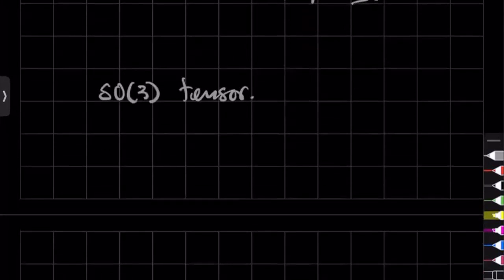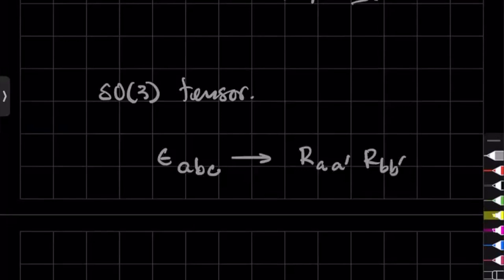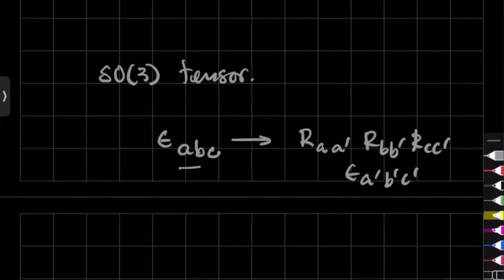So an SO3 invariant tensor is the Levi-Civita epsilon tensor. Suppose we have this tensor, it transforms as R_{AA'} R_{BB'} R_{CC'} epsilon_{A'B'C'}, right? This is how a rank 3 tensor should transform, right?